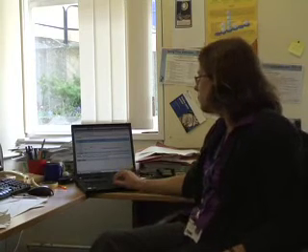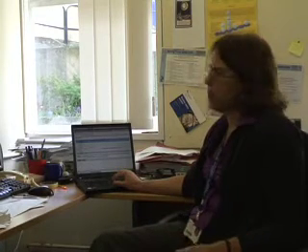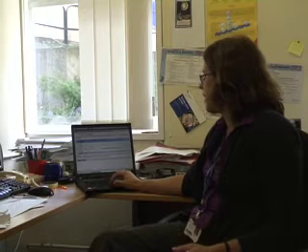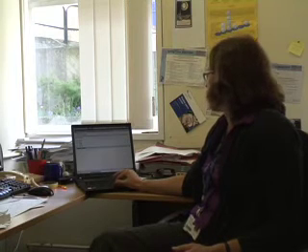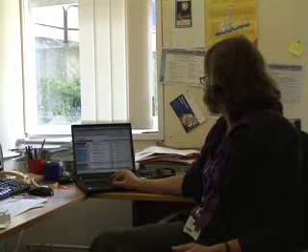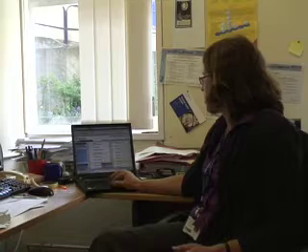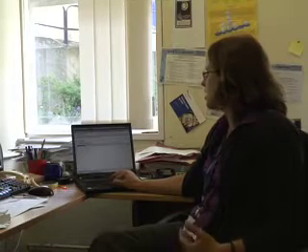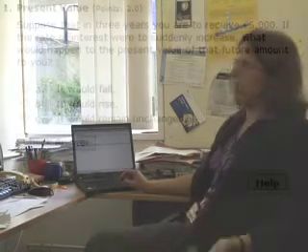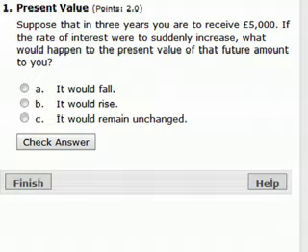So that hopefully they then get a better idea of really what's going on, and they can do similar questions in the future. You can also do slightly more conceptual questions rather than numerical questions. So, for example, this is a question about present values, very simple conceptual question. Suppose that in 3 years you're going to get £5,000. If the rate of interest were to increase, what would happen to the present value of that money to you? Would that be more, less, or the same?